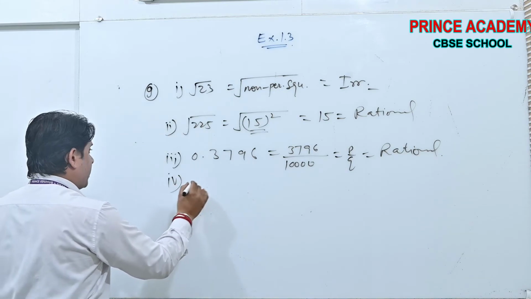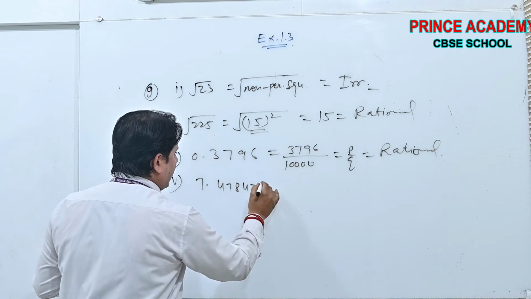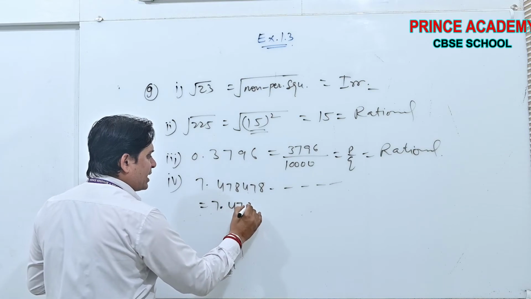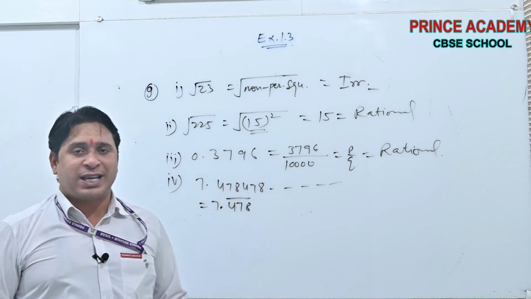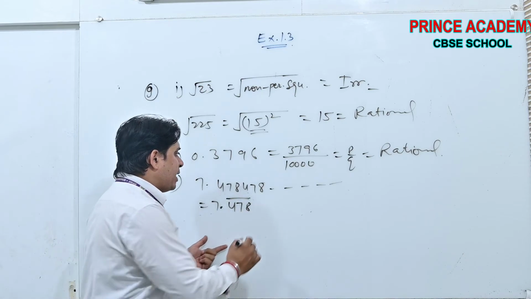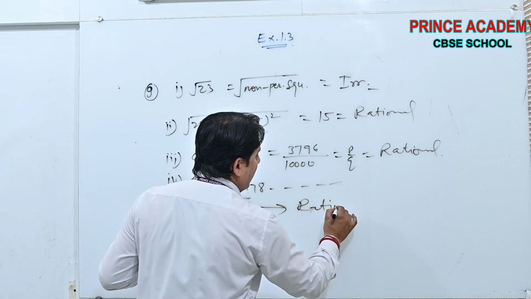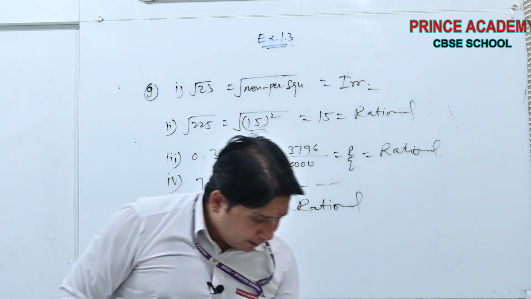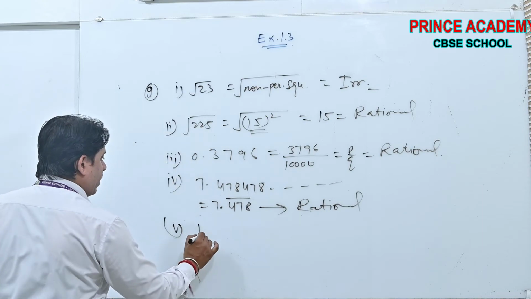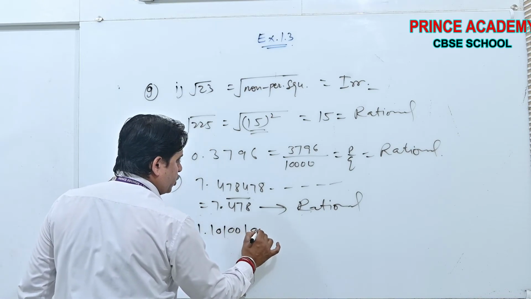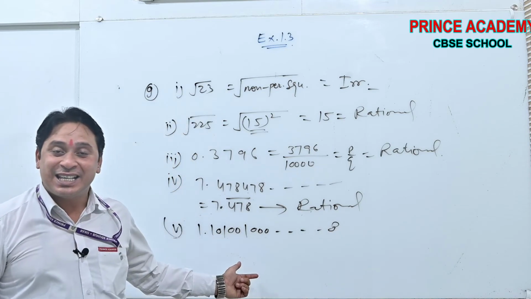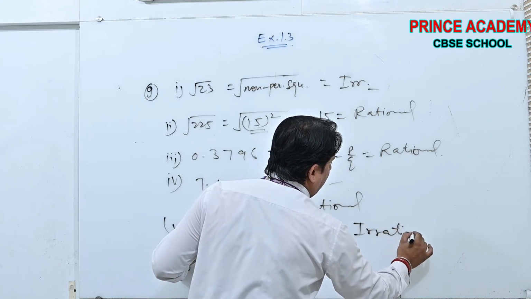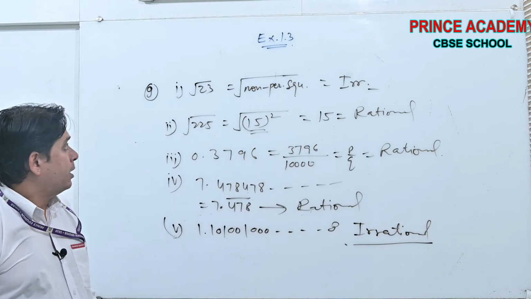Question number 4. 7.478478 and so on. Now you can understand what is given here. 7.478 repeating. The group of digits 478 is repeating. As it is repeating, it will be rational. Yes or no? Done. Question number 5. What is given here? 1.10, 1.100, 1.1000. You can guess. This is irrational because earlier in the last sums I gave you the idea to make an irrational number. Done beta?